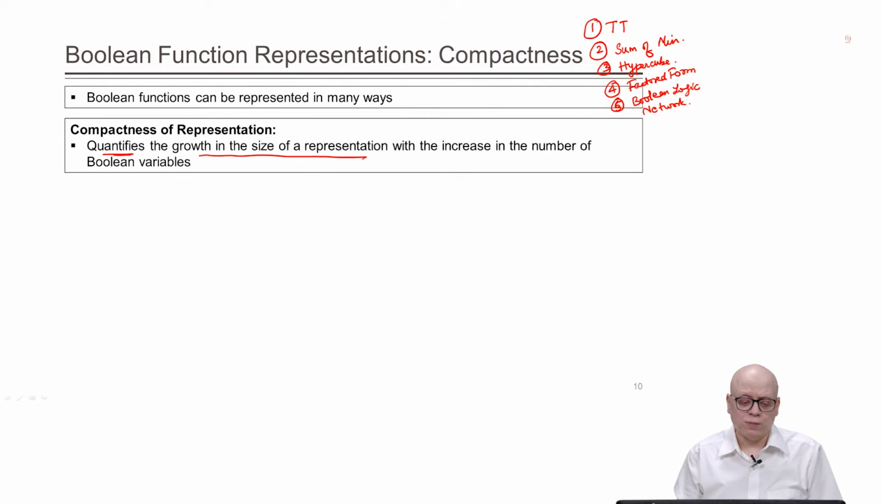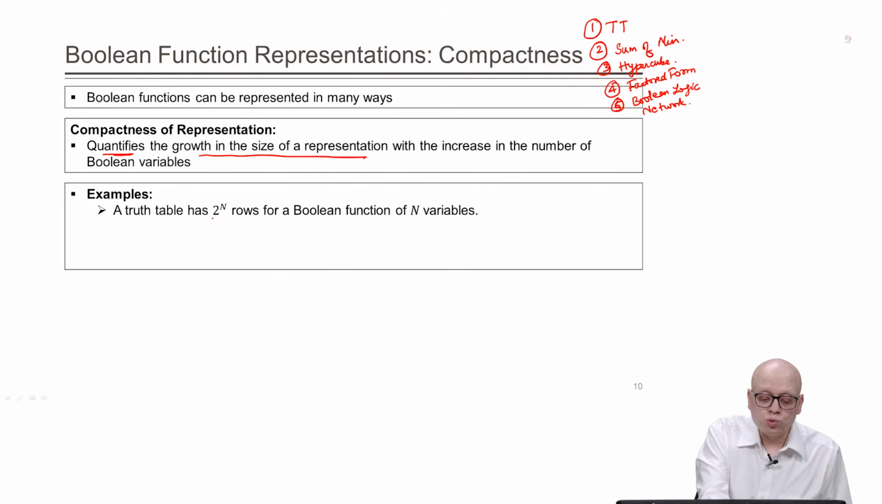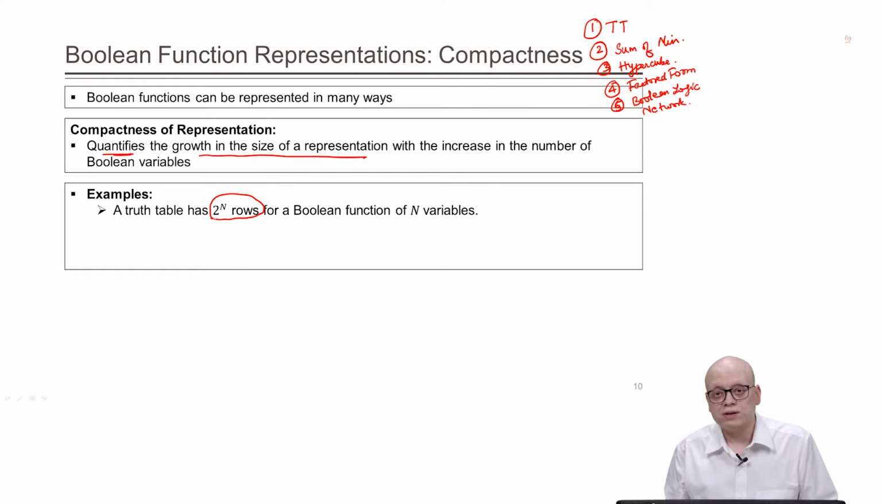Let us take an example for this. Suppose we represent a Boolean function in terms of a truth table. Now, we know that given n variables in a Boolean function, it will take 2 to the power n rows in the representation of that Boolean function in a truth table.